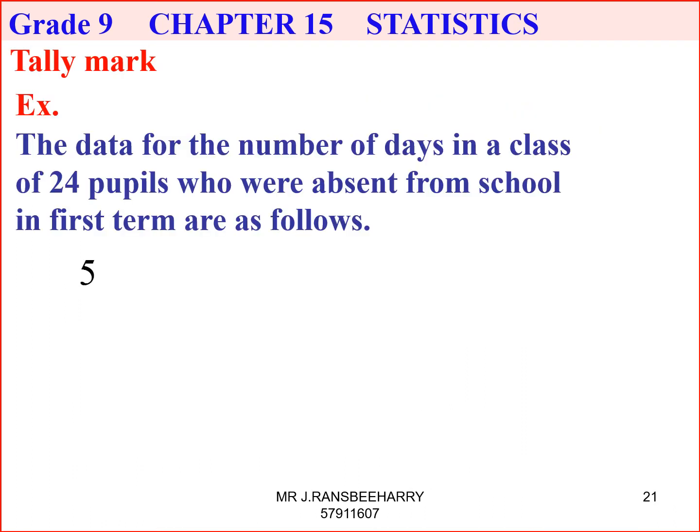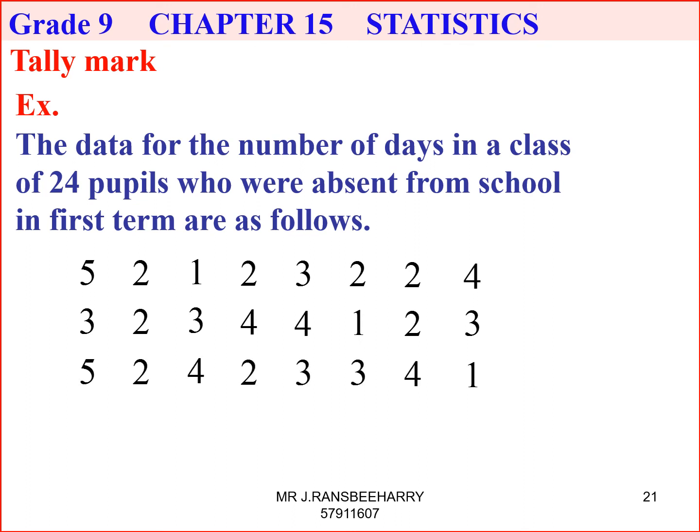Tally mark, an example. The data of the number of days in a class of 24 pupils who are absent from school in the first term are as follows. So we have the number of days each pupil is absent. Out of 24 pupils means we are going to have 24 figures, one figure for each pupil. So the figure represents the number of days a pupil is absent in a term. So 5 means a pupil was absent 5 days in the term. 2, 1, 2, 3, 2, 2, 4, 3, and so on. So in all, we are going to have 24 figures, 8 by 3.